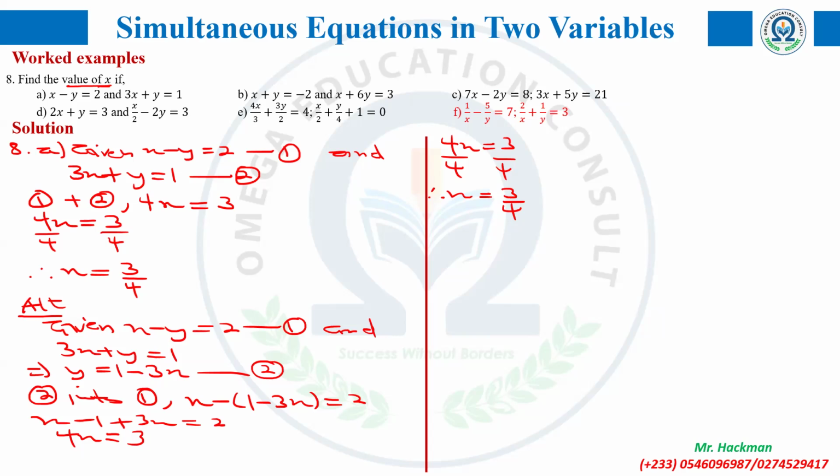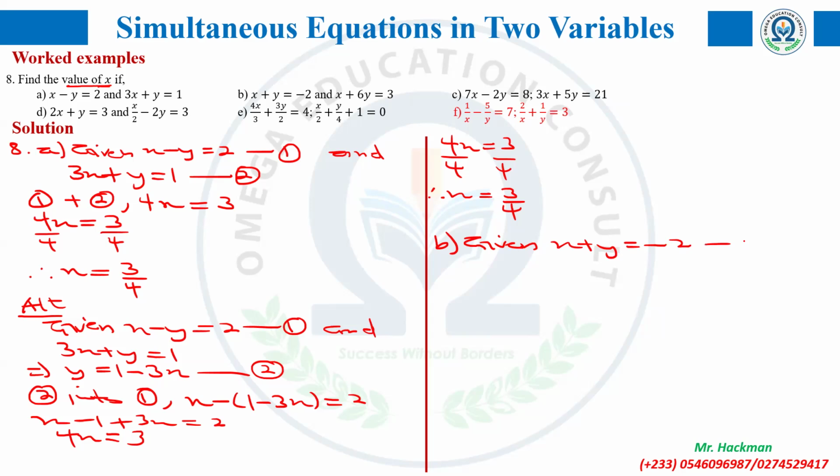So on that note, let me deal with B and guide you to do the rest of the question. So B, what do I have? I've been given x plus y is equal to minus 2.